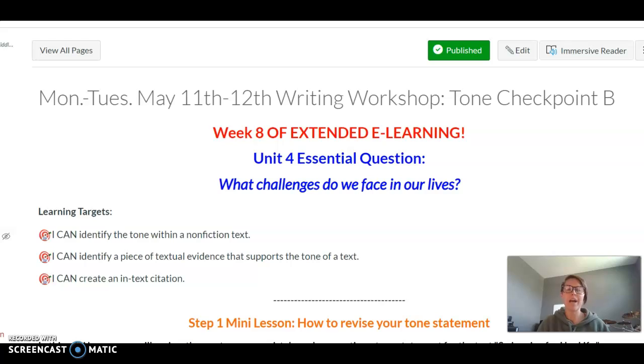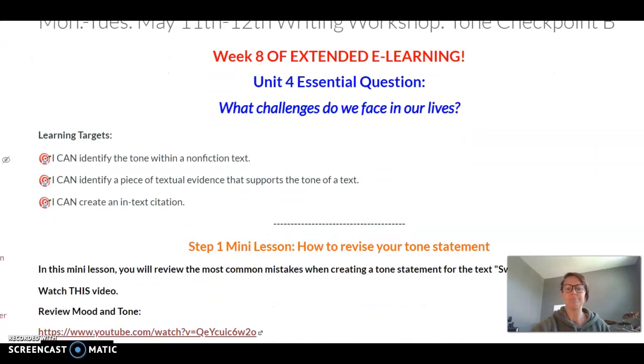So let's take a look at the writing workshop for this week. As you know, the writing workshop always shows up on the Sunday agenda and it's listed as a page. When you open up this page, it's going to bring you to this checkpoint B writing workshop for Monday, May 11th and May 12th. So we're still looking at the essential question, what challenges do we face in our lives? And our learning targets for this particular workshop are going to be identifying tone within a nonfiction text, identifying a piece of textual evidence that supports the tone, and then making sure that we are creating in-text citations.